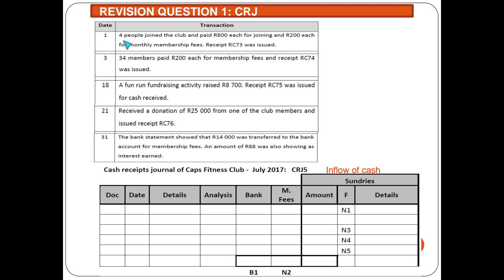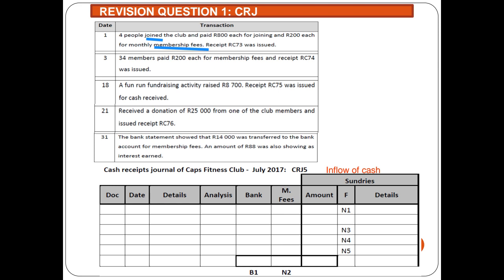As you can see here, they say 4 people joined the club. So it means we need to make sure that we highlight that. So 4 people joined the club and paid 800 each for joining, 200 each for monthly membership fees. So we've got members who joined and they paid the membership fees, and at the same time they paid the joining fee. I'm just using this exercise to show you how to record.